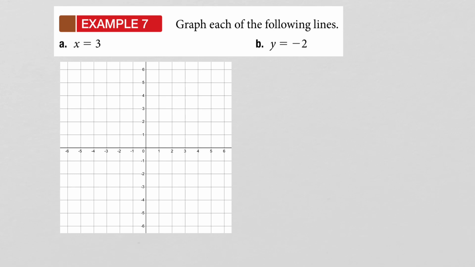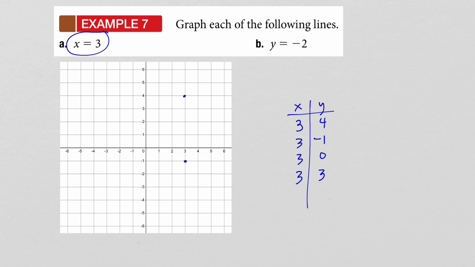These are special lines. So the line x equals 3, the reason it's special is because if you think about making a table to graph that line, the x value must be 3, right? That's what it says. X is equal to 3. So that means x always has to be 3. Y can be whatever you want it to be. So if you graph those points, 3, 4, 3, -1, 3, 0, 3, 3, you can see that you are getting a vertical line through the number 3 on the x-axis. So this is always going to be a vertical line.